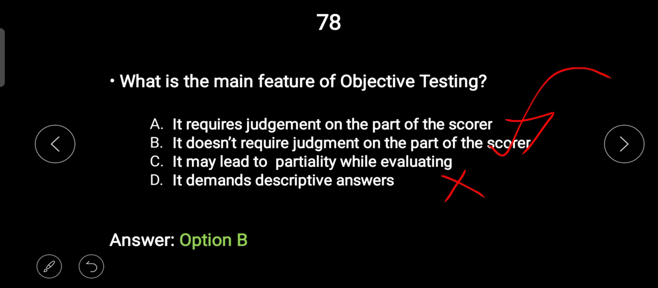So when it comes to the objective question, judgment or bias from the scorer or the examiner should not be there. There should not be any judgment on the part of both the scorer and the examiner. Okay, then only the test will become objective.